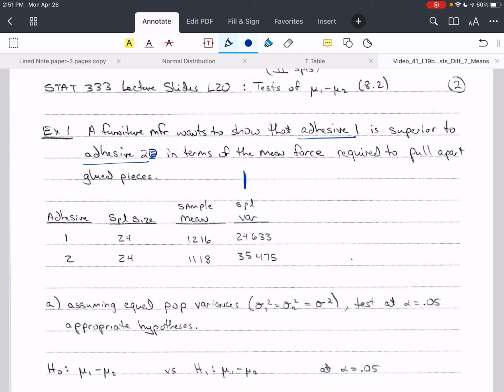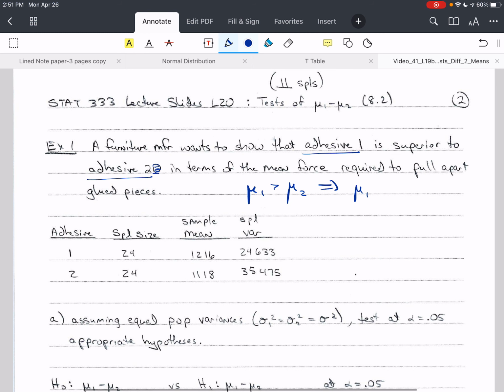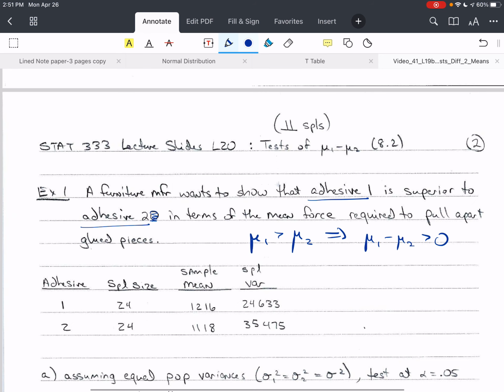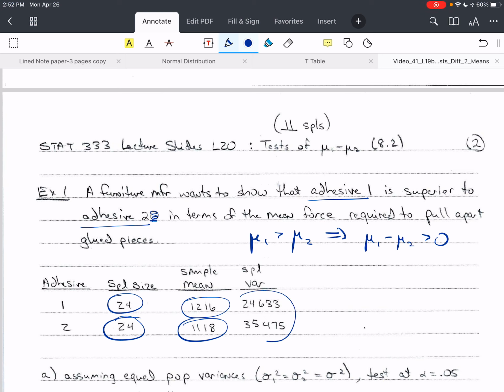So we could write this as mu1 is greater than mu2. Okay? Or we can rearrange this so that we have mu1 minus mu2 is greater than 0 if we subtract mu2 from both sides. All right, so let's look at the sample data. So we have adhesive 1, we have a sample size of 24. Adhesive 2, we have a sample size of 24. The mean force required for adhesive 1 is 1216, and for adhesive 2 is 1118. Here are their sample variances. This is n sub i, this is mu sub i, this is s sub i squared, because it's variance.